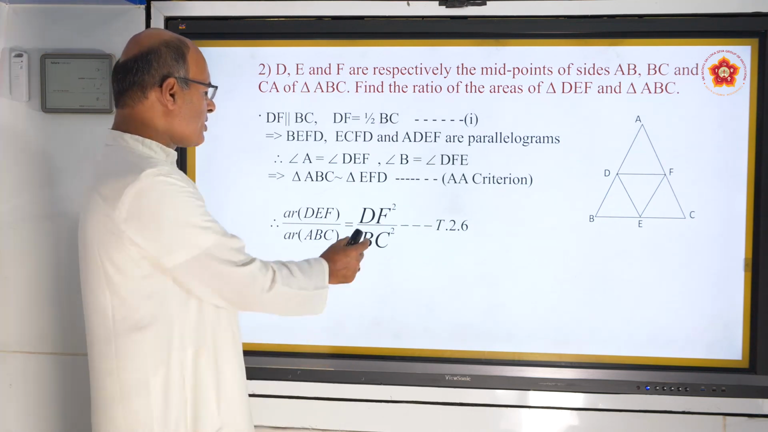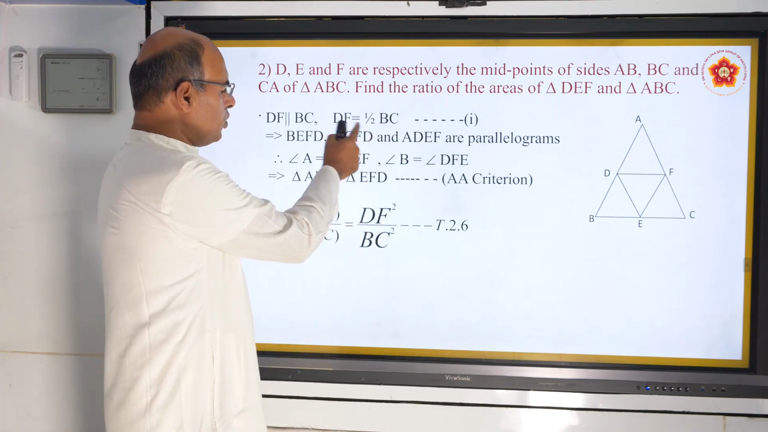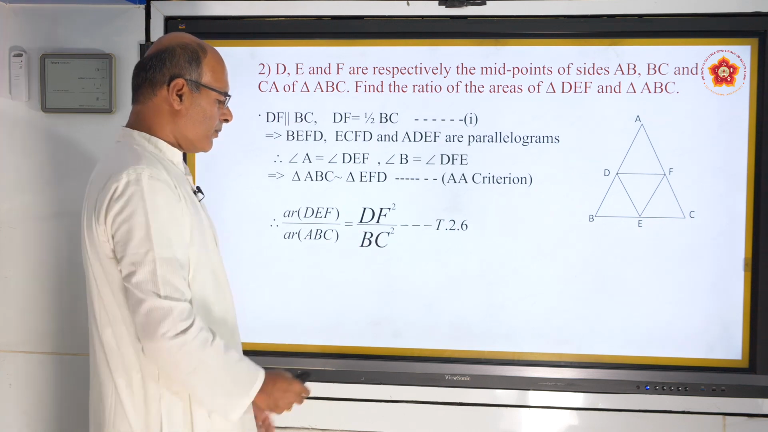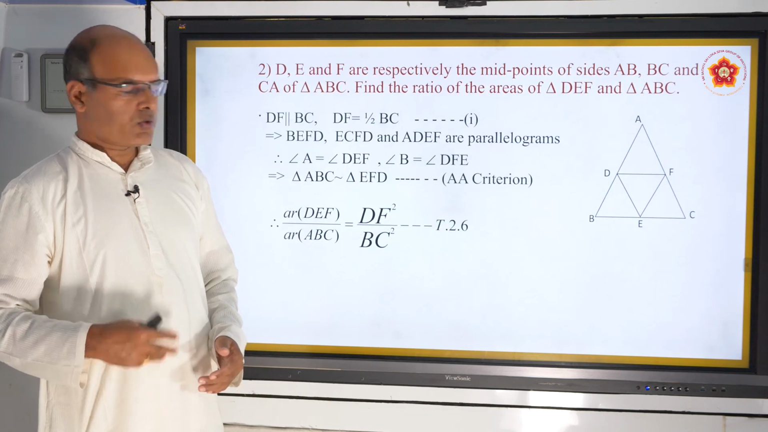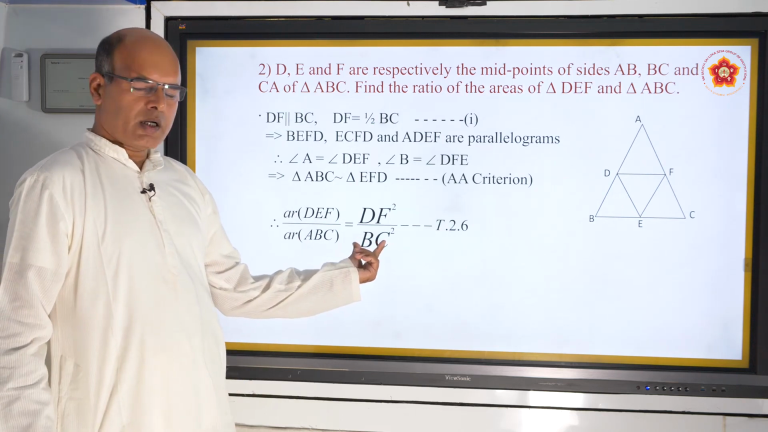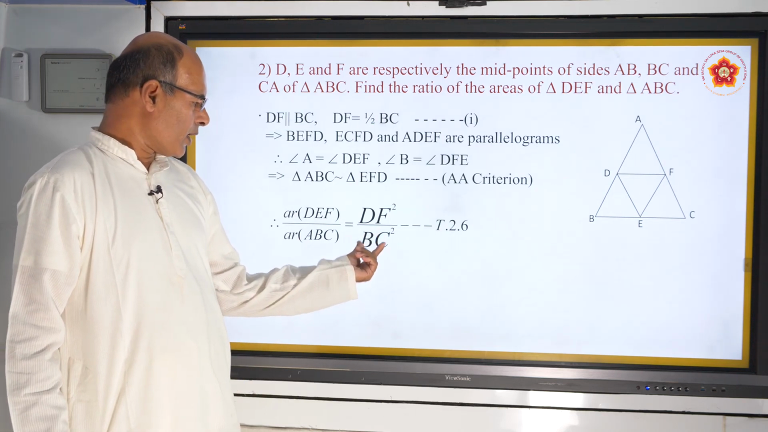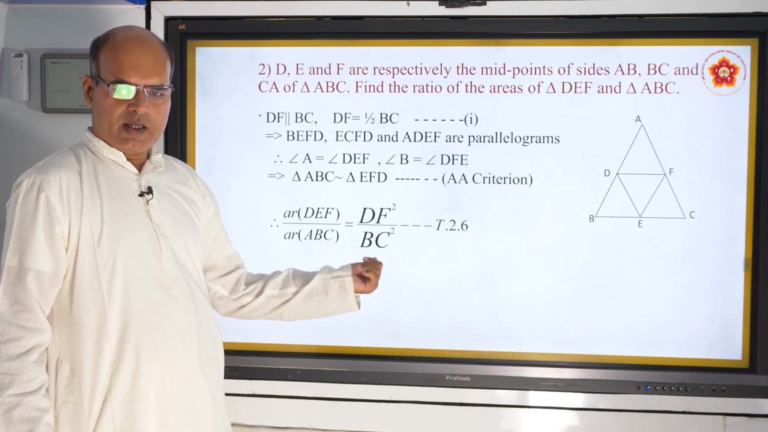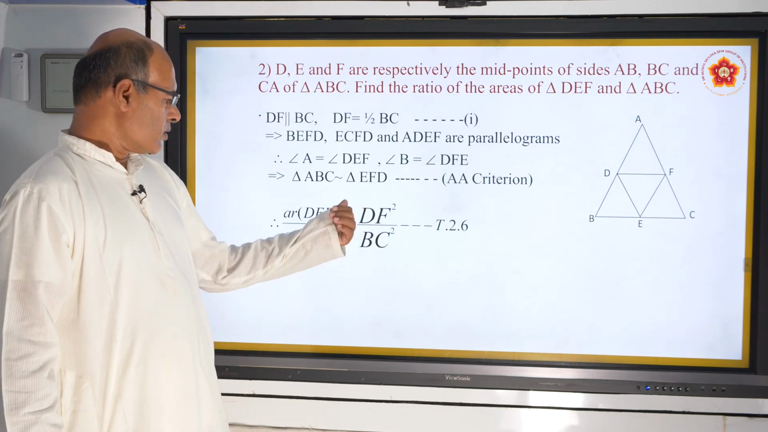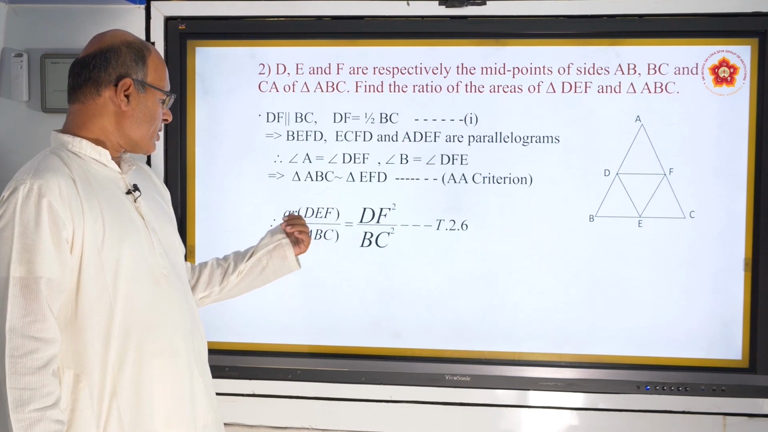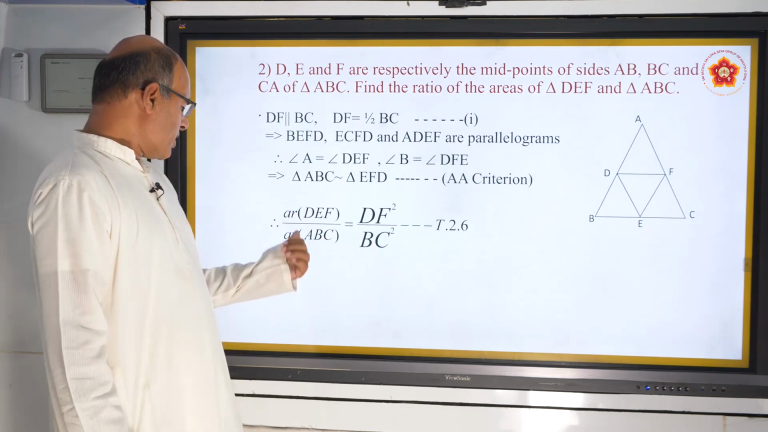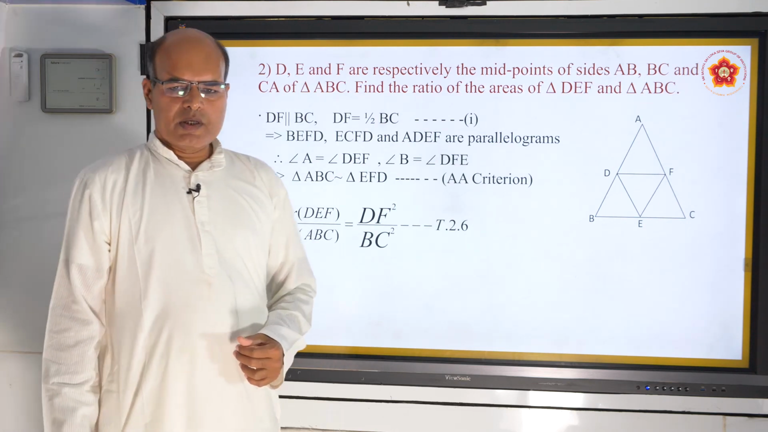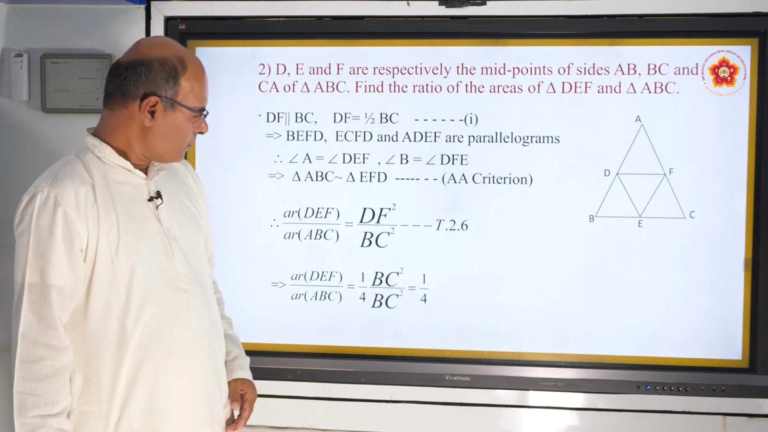Or you can write in the place of BC, BC is equal to 2DF. You can write 2DF here in the place of BC. BC square means 2DF whole square. 2 square is 4. So in the denominator, we have 4DF square, numerator DF square. DF square gets cancelled out. So we get 1 by 4. Therefore the ratio of area of triangle DEF to triangle ABC is 1:4.